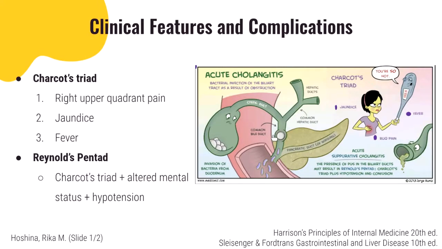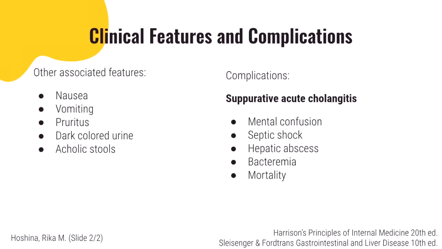So, in severe cholangitis, symptoms of toxicity can occur. In addition to the Charcot's triad, patients can have altered mental status as well as hypotension. This is known as the Reynolds' pentad. So, the Reynolds' pentad can indicate septicemia due to gram-negative organisms, as mentioned earlier. Other clinical features of acute cholangitis can include nausea, vomiting, pruritus, dark colored urine, and also colic stools.